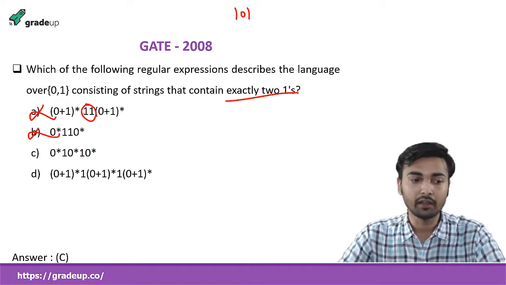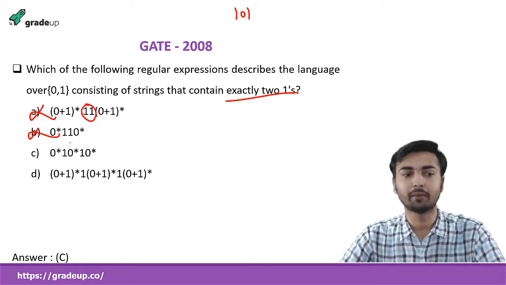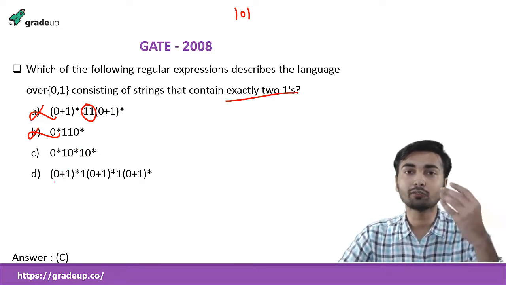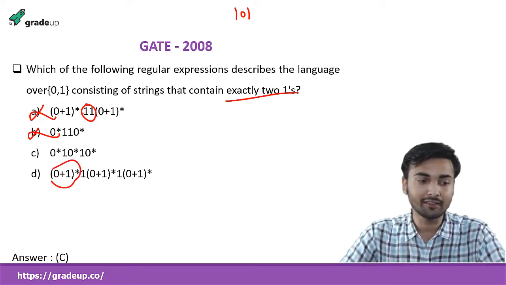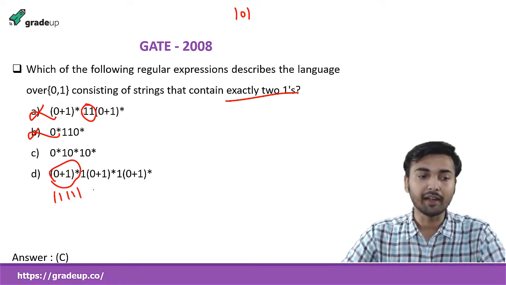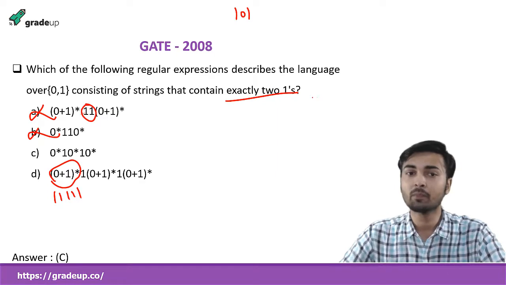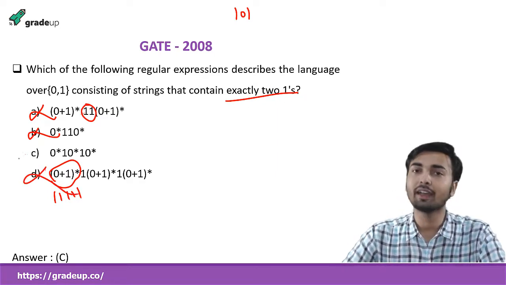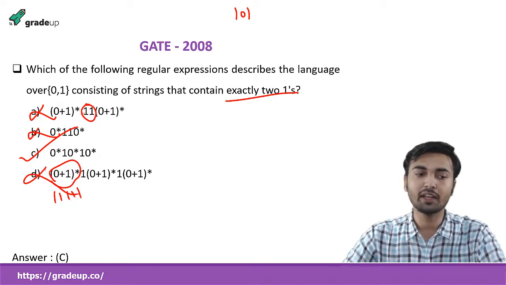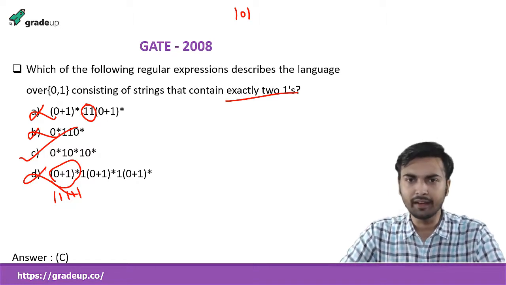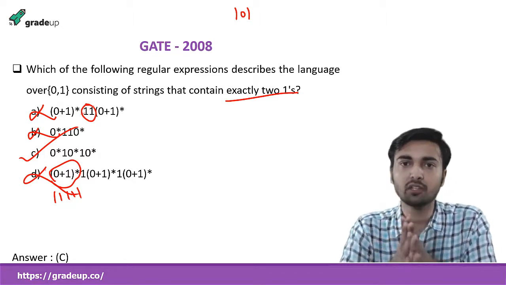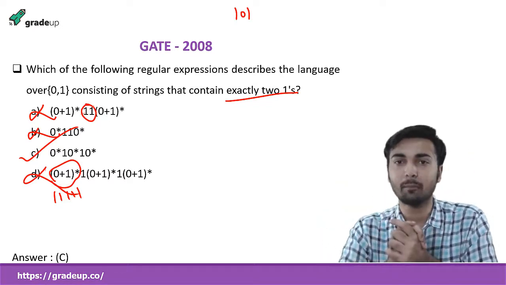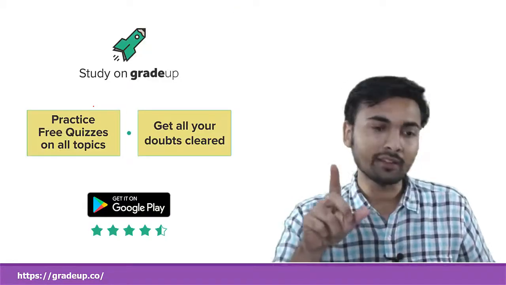Same reason for option B. Here 1 0 1 is accepted. Option D you can also eliminate by looking at it. You can say 0 plus 1, whole star, can generate 1 1 1 1 1 1 1, but you need exactly 2 ones. That is why it is also incorrect. The right answer is option C. Cleared? So just by seeing the options, try to generate a string which will act as a counter example. Any doubt in this?